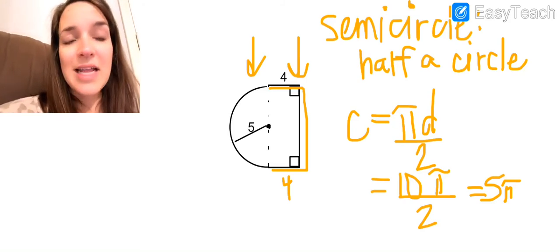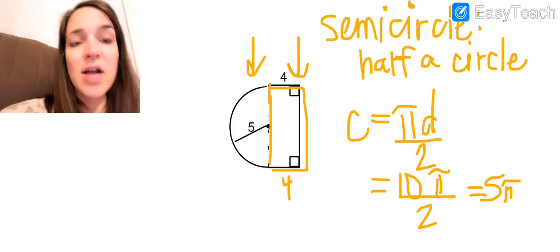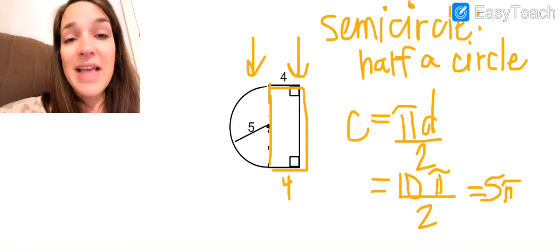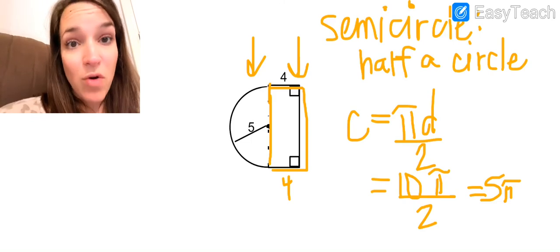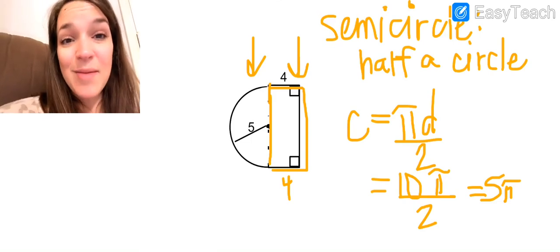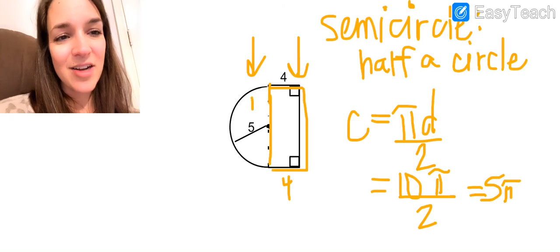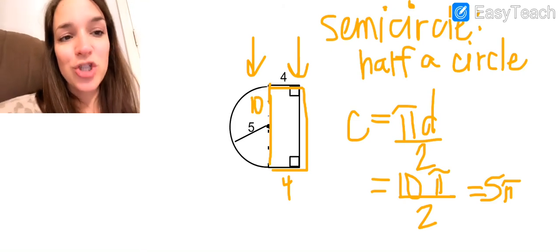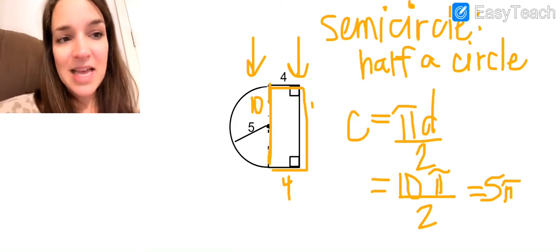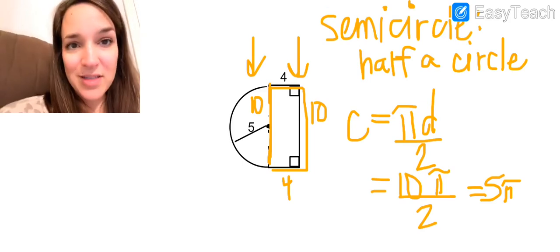Well, notice that it matches up with this piece right here, which although it's not a part of the outside, we do know that it lines up with the diameter of our circle. So if the radius is 5, we just talked about the fact that our diameter would be 10. So if this whole diameter right here is 10, then this side over here also has to be 10.